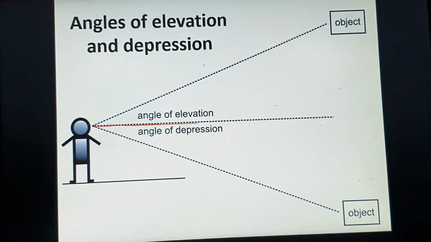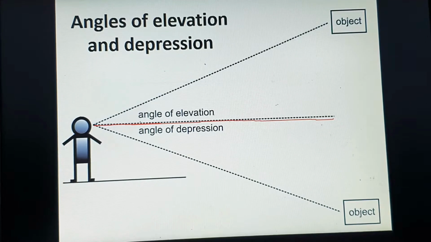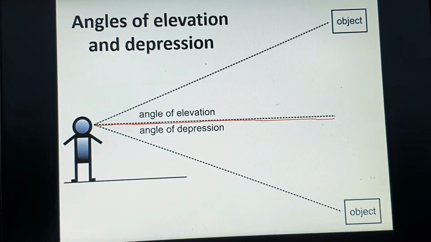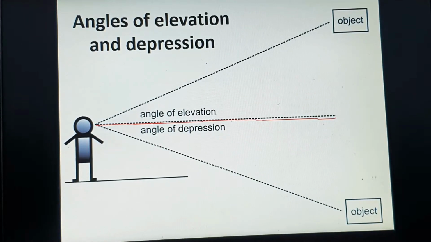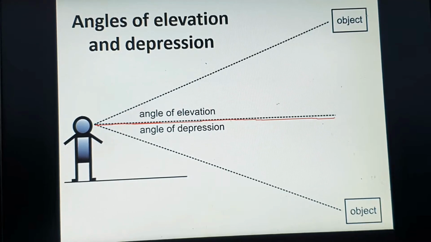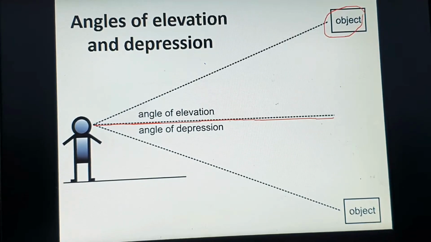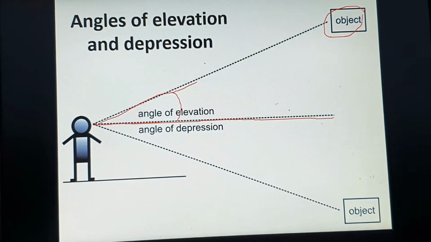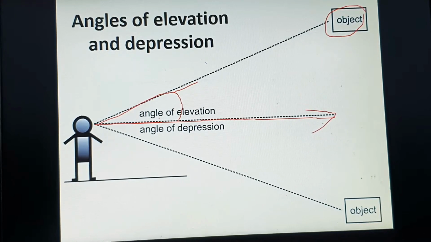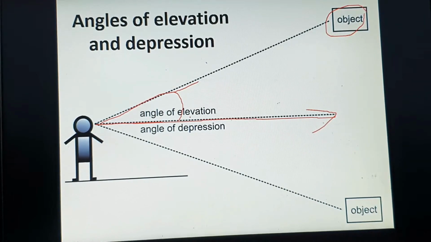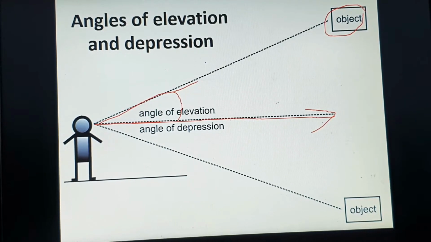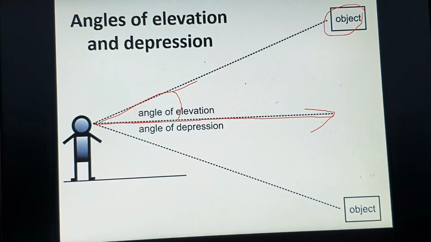Imagine yourself looking straight forward, your neutral position. And then suddenly you have to look up to something. Now, the angle that you have to tilt your head to look up to an object up above, that angle is called the angle of elevation. So it's formed by the horizontal, which is that first line that I drew here, and the angle it took for you to look up at that object.